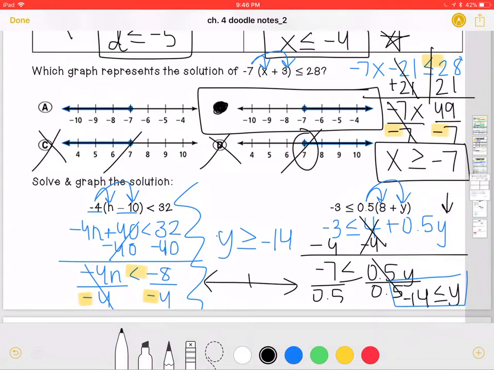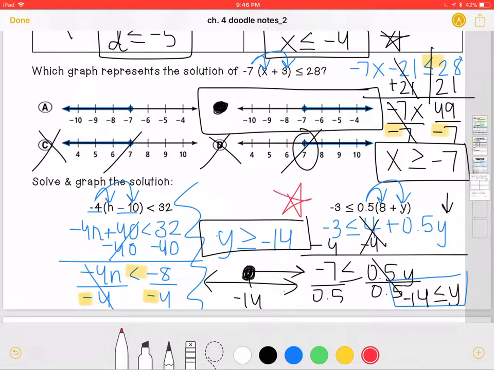Put negative 14 in the middle. Number to the left, number to the right. And you should have a closed circle with your arrow to the right, because y is greater than or equal to negative 14. Give yourself a nice star if you got those correct. Fix yourself if you need to.